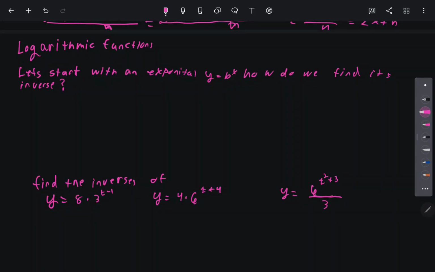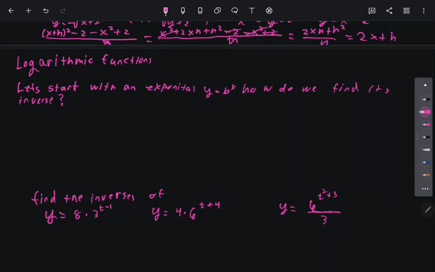I want to start with a question. How do we find the inverse of an exponential? Well, let's start. We know that we start with y is equal to b to the x. Well, how can we get rid of this or swap it? So we have x is equal to b to the y. But how do we get the y out of the exponent?